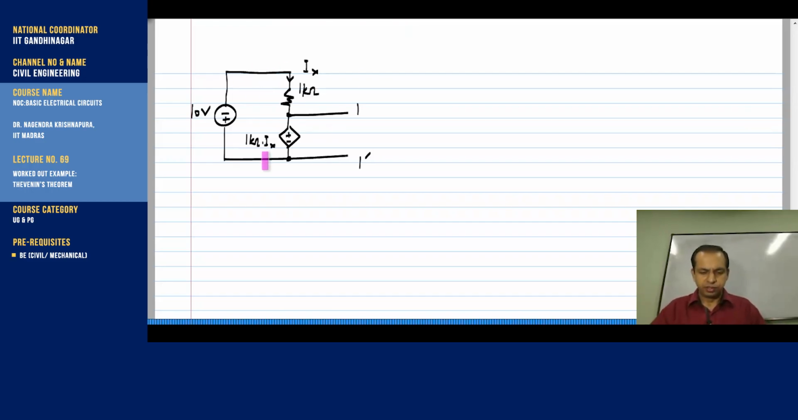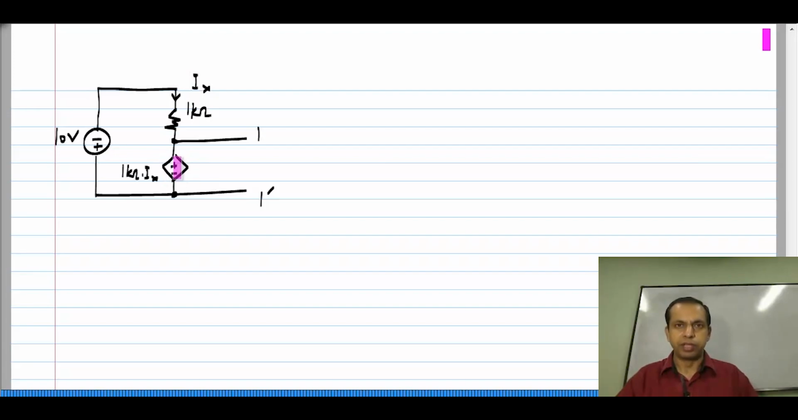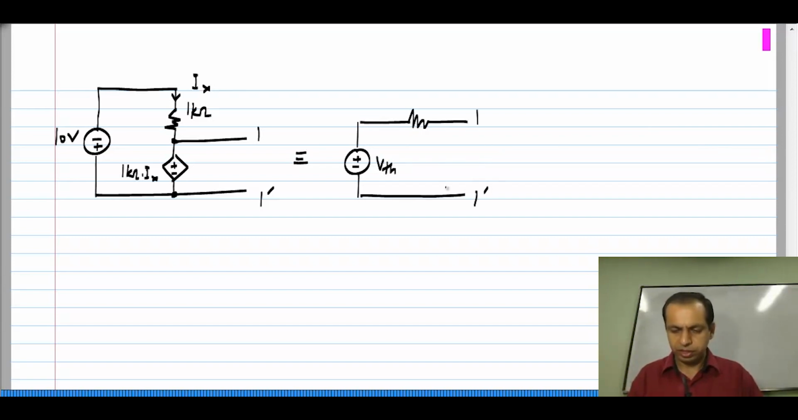I have a voltage source here, and I have this 1 kilo ohm resistor. The current through the 1 kilo ohm resistor is Ix, and this current controlled voltage source is 1 kilo ohm times Ix. Okay. The procedure is exactly the same as before. What I want to find, of course, is the equivalent of this between the terminals 1 and 1 prime with the voltage source value Vth and the resistance value Rth.